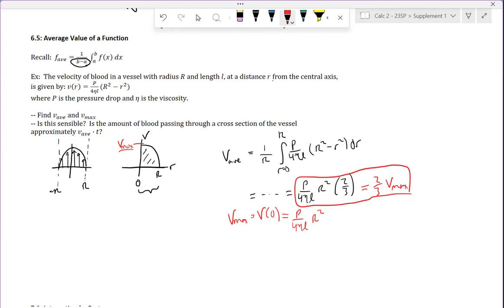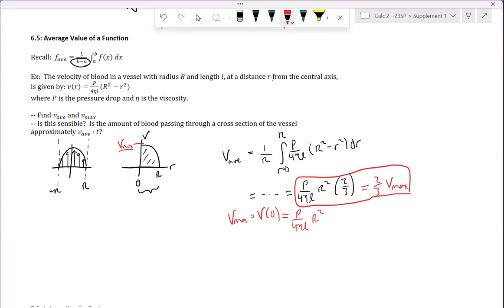Now we've answered the question, right? We certainly have calculated V average using our definition of average value of a function. So as far as the basic ideas in 6.5 are concerned, we're good, we're done.